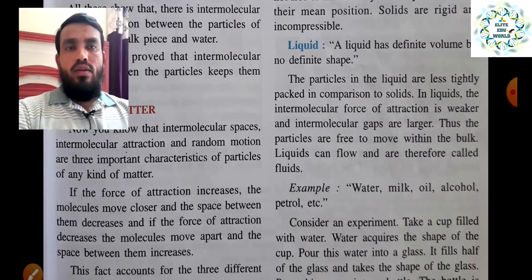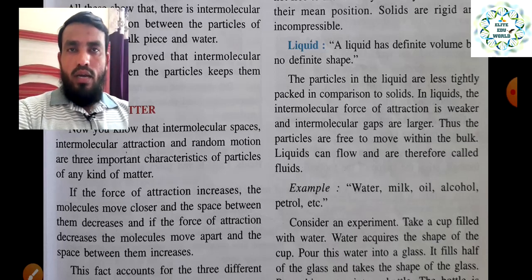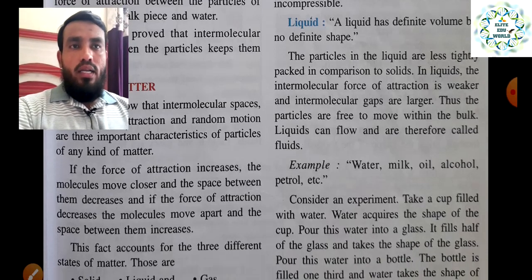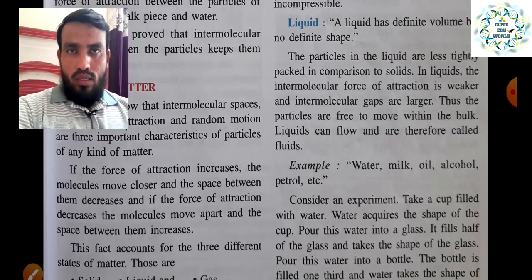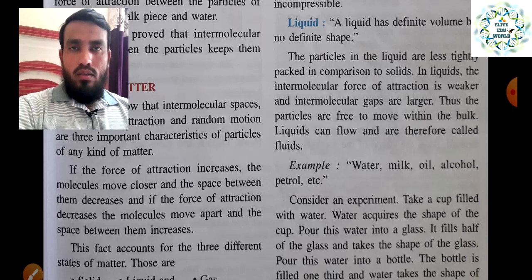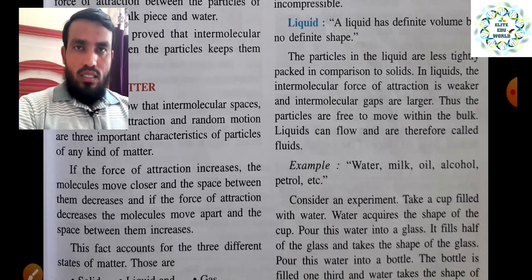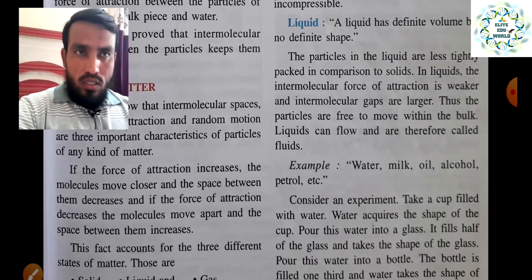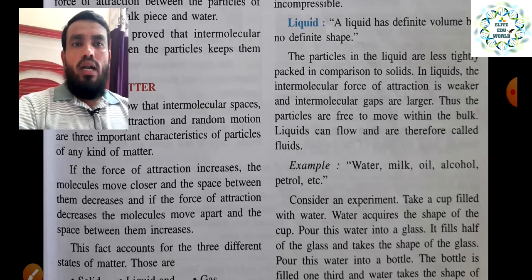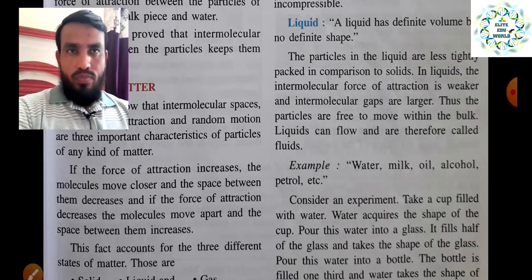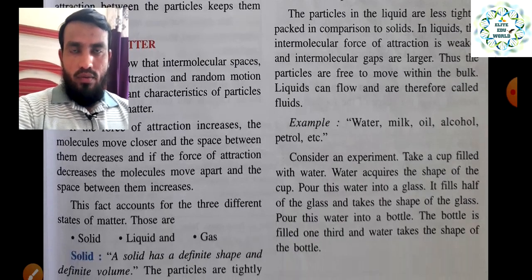A liquid has a definite volume but does not have a definite shape. What is the reason it does not have a definite shape? Because the particles of the liquid are less tightly packed together. And why is it less tightly packed? Because the force of attraction is weaker as compared to the solid. If the force of attraction is weaker, the intermolecular space will be larger, and thus the particles are free to move within the boundaries. Liquid can flow, and therefore it is called a fluid. The reason is that intermolecular forces are less in the liquid as compared to the solid.